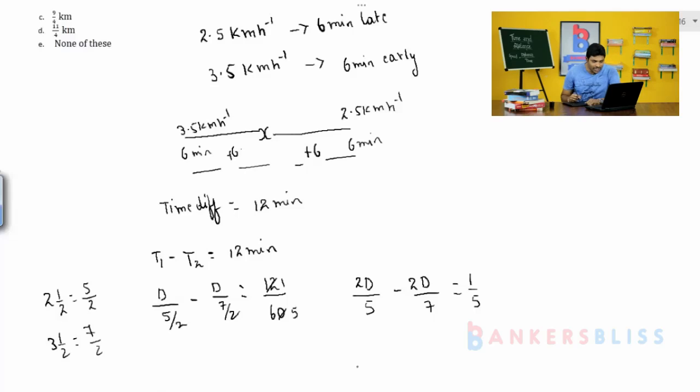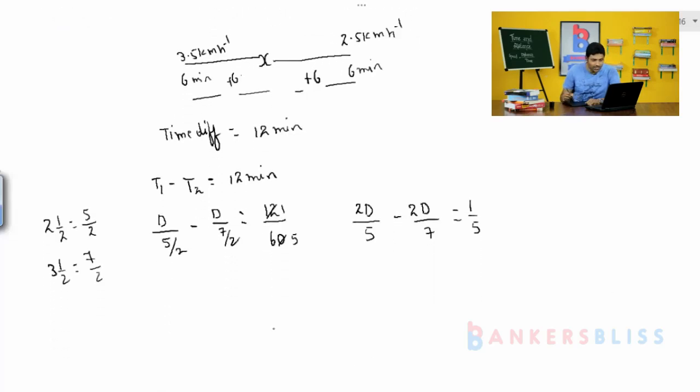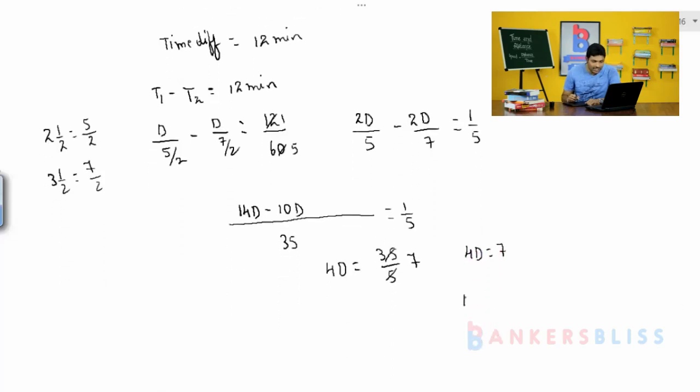So what is the LCM now? 35 is the LCM. So now 5 how many times? 5 7 times, 7 into 2 14d minus 7 5s are 35, 5 into 2 10d is equal to 1 by 5. So now 4d is equal to 35 by 5, which is equal to 5 7s are 35. So 4d is equal to 7. Therefore d is equal to 7 by 4. So very simple thing, d is equal to 7 by 4.